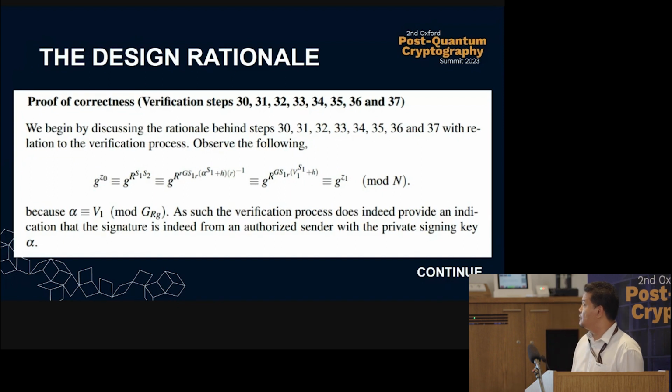Okay, so the design rationale as the proof of correctness, steps 30 until 37, it is a simple algebraic manipulation using simple mathematics that anybody can understand directly. Okay, so you get G to the power Z0 is equals to G to the power Z1 because alpha is V1 modulo GRG. As you can see here, this alpha here is on the second tier. So the first tier is R, the second tier is alpha. So when you do modulo N, the order will kick in and you will have alpha modulo to the order of R inside the modulo of the order of G in N. So that's why you get this result.